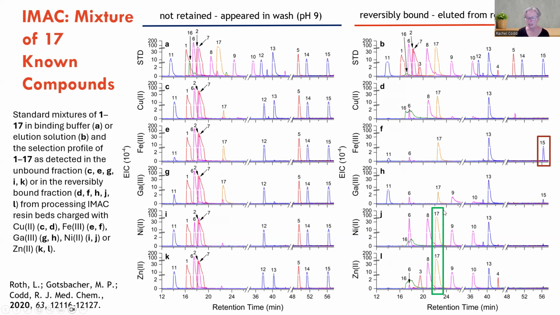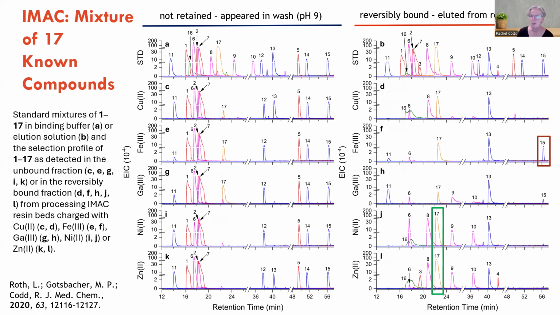What I've shown here is compound 17, which is the antibiotic, which had an incidental metal binding group. And indeed, this antibiotic bound to the nickel and the zinc resin, and to a lesser extent to these other resins. And so that shows potential capacity for these systems to be used in discovering compounds that have an inherent metal binding capacity.